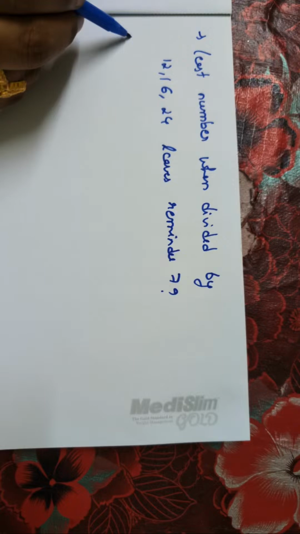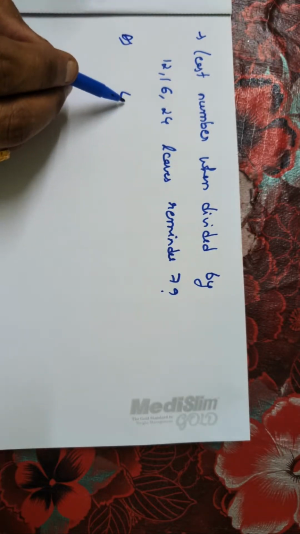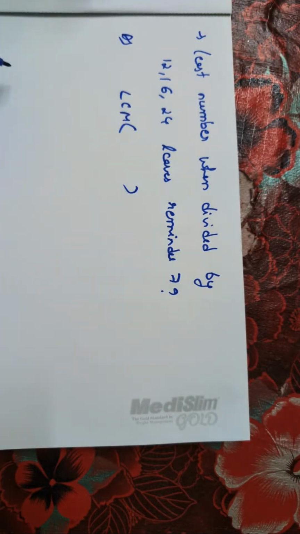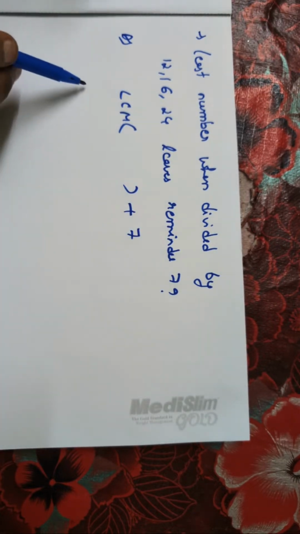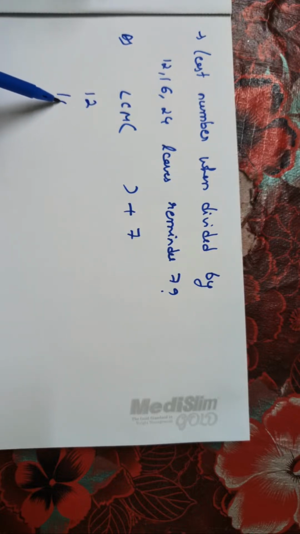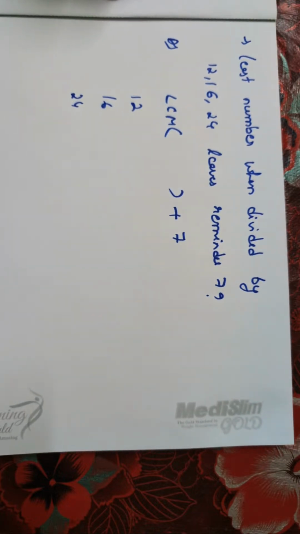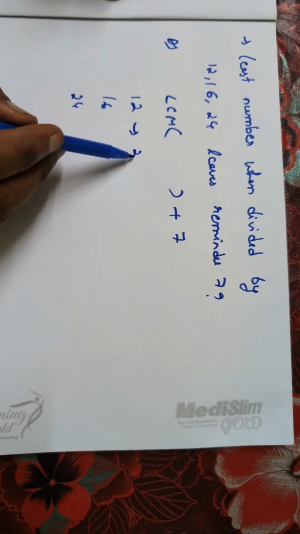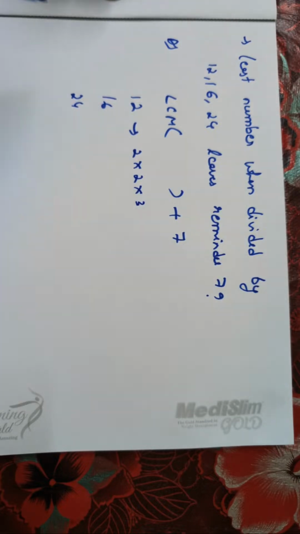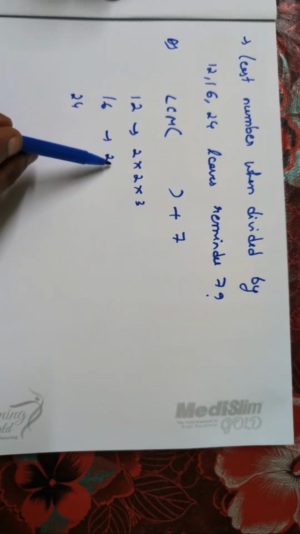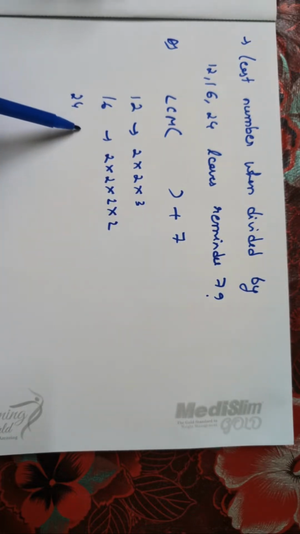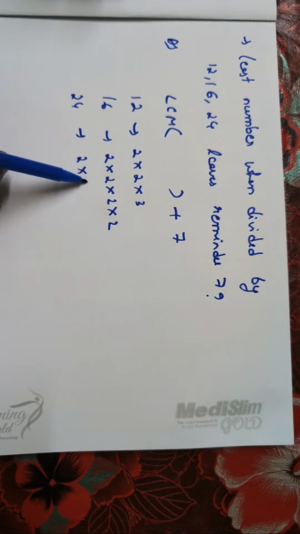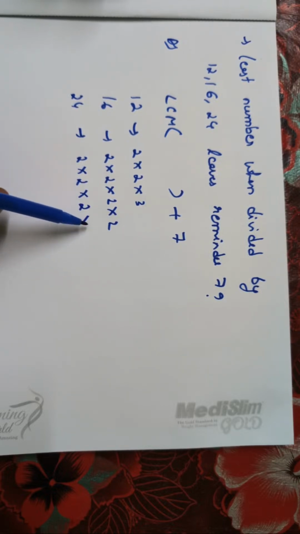So for this type of question, what we have to do is first find the LCM of the given numbers, and then add the remainder. So we have to find the LCM of 12, 16 and 24. The same way, now also I am using the prime factorization method. The prime factors for 12 are 2 into 2 into 3, because 2 2 is 4, 4 3 is 12. For 16 it is 2 into 2 into 2 into 2, because 2 2 is 4, 4 2 is 8, 8 2 is 16. For 24 it is 2 into 2 into 2 into 3, because 2 2 is 4, 4 2 is 8, 8 3 is 24.